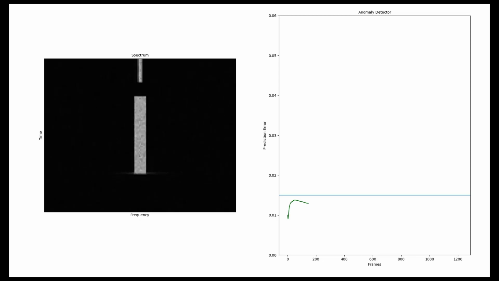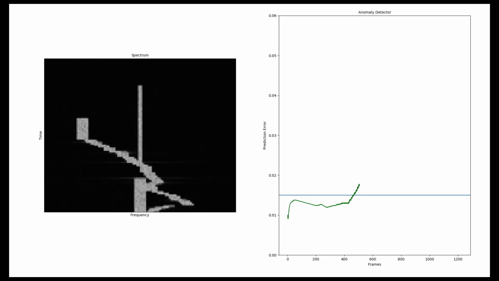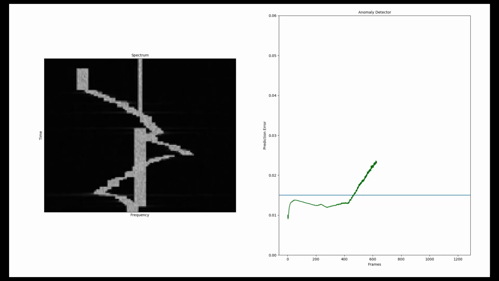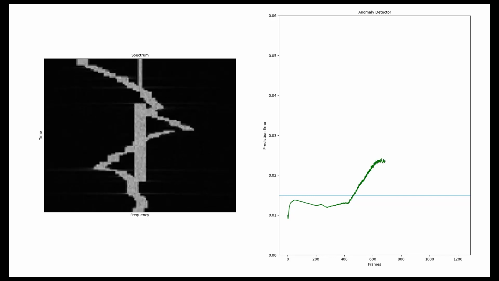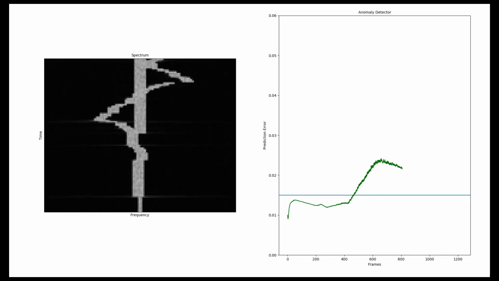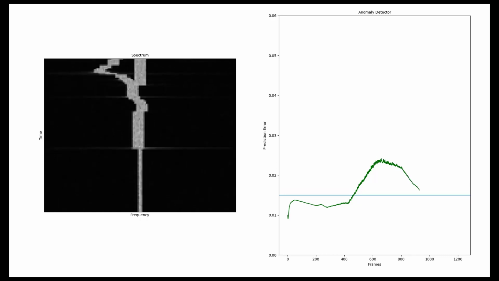You can see that the two nodes are functioning normally on the designated channel. Now the narrowband jammer starts coming in and the prediction error curve starts shifting up towards the threshold. When the jammer is sufficiently present in the spectrum, it will go over the threshold and the anomaly has been successfully detected. As the jammer starts moving out of the spectrum, the prediction error goes down and the system goes back to normal functioning.